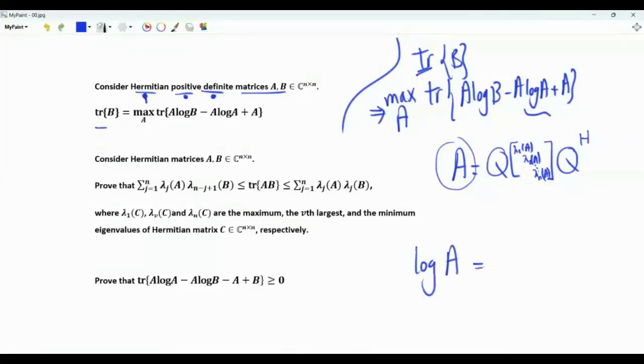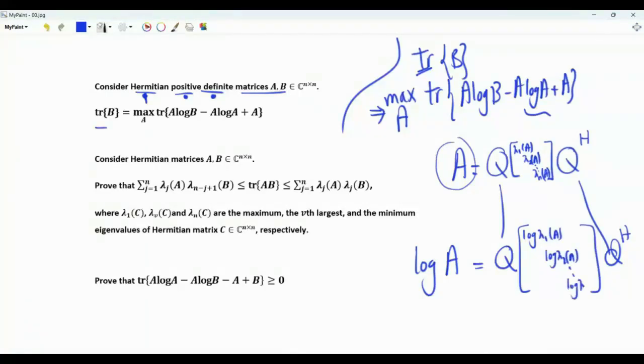Log A is defined as follows. We have Q Hermitian, and then the diagonal matrix. On the main diagonal, we have the logarithms of those eigenvalues, log of lambda 1 of A, log of lambda 2 of A, all the way to log of lambda n of A. We assume that the eigenvalues are ordered. Lambda 1 is the maximum eigenvalue, lambda n is the minimum eigenvalue.